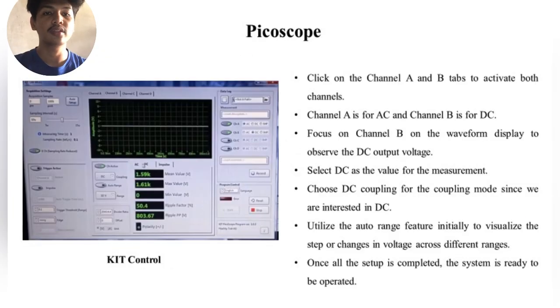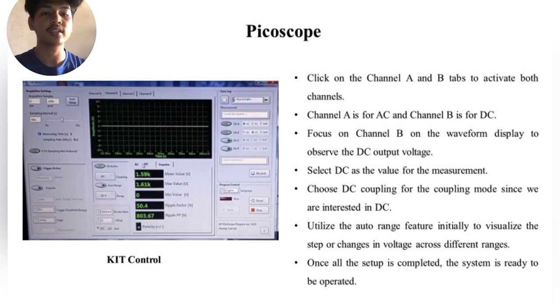Next, for the picoscope setting, we need to click the channel A and B tab to make sure that both of them are activated. In this case, channel A is for AC and channel B is for DC. At the waveform, we need to look at channel B because we want to look at the DC output voltage. Also for the value, don't forget to choose DC, and for the coupling, we need to choose DC coupling since we are interested in DC.